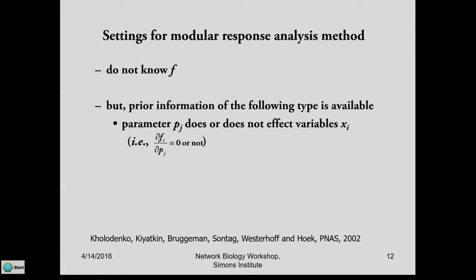So the setting for the modular response method is that we do not know the nature of the function f, but there is some prior information about its nature that is possible, that there are some parameters that do not affect certain variables. In other words, the partial derivative is 0 or not 0. So not the actual value, but whether it's just 0 or not. That's what is available. Not for every possible Fi and Pj, but for some of them.